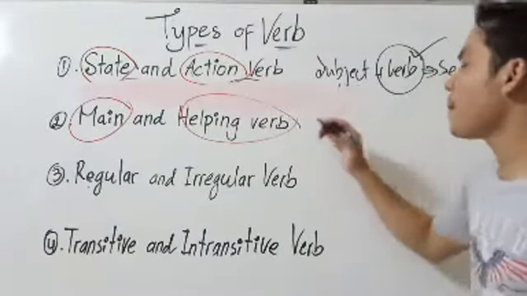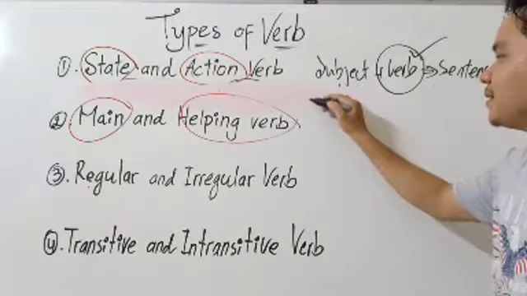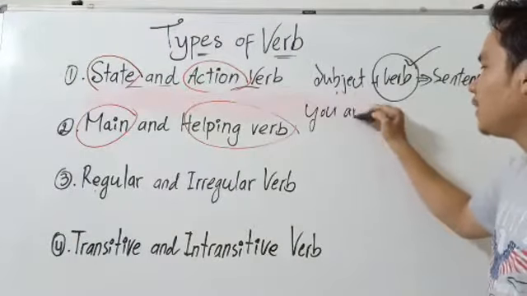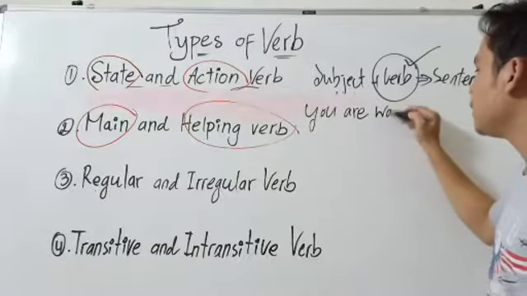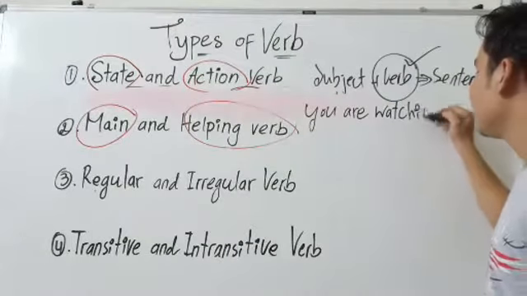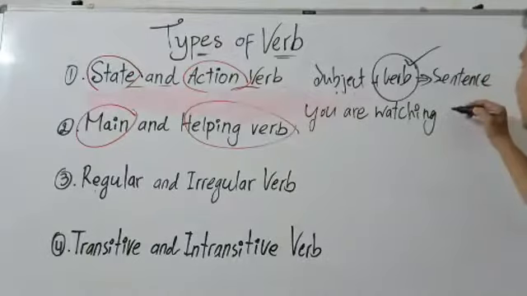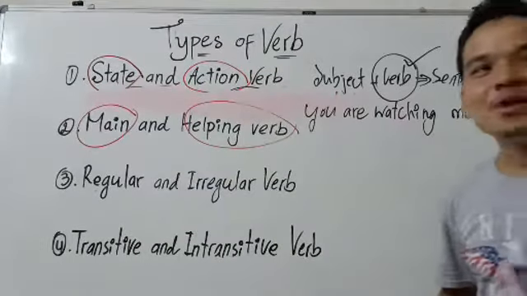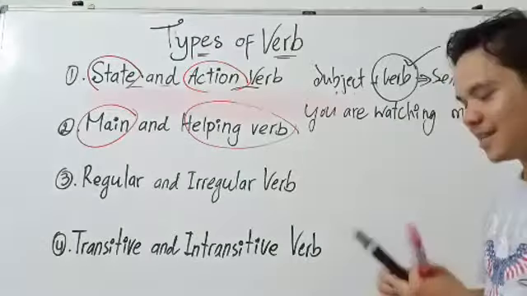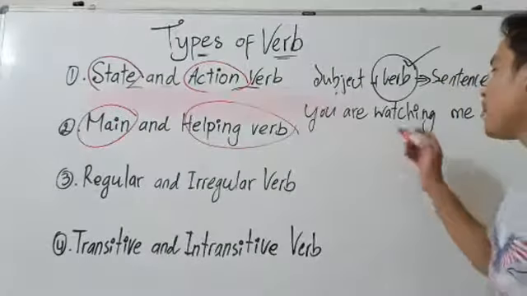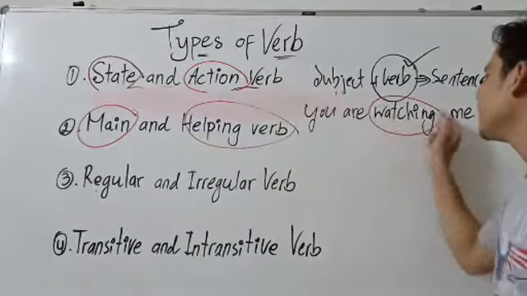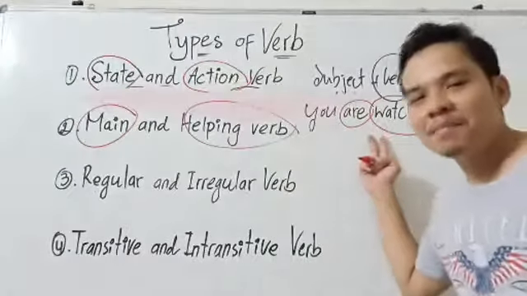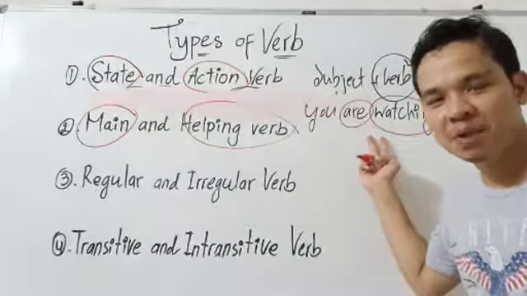You are watching me. Yes, you are watching me. You want one sentence? You are watching me. So you can see "watch", you can see verb to be "are". Both of them are verbs.